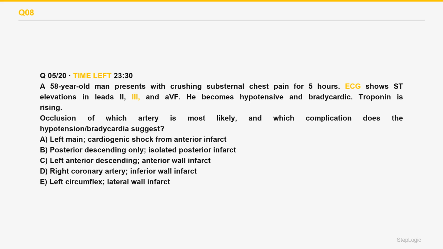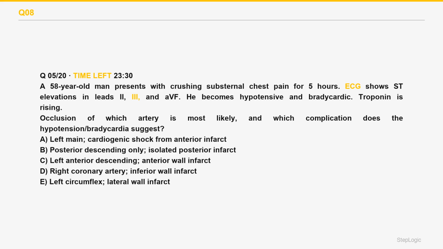Occlusion of which artery is most likely, and which complication does the hypotension and bradycardia suggest? A 58-year-old man presents with crushing substernal chest pain for 5 hours. ECG shows ST elevations in leads II, III, and aVF. He becomes hypotensive and bradycardic. Troponin is rising. Read the command: which artery and which complication.